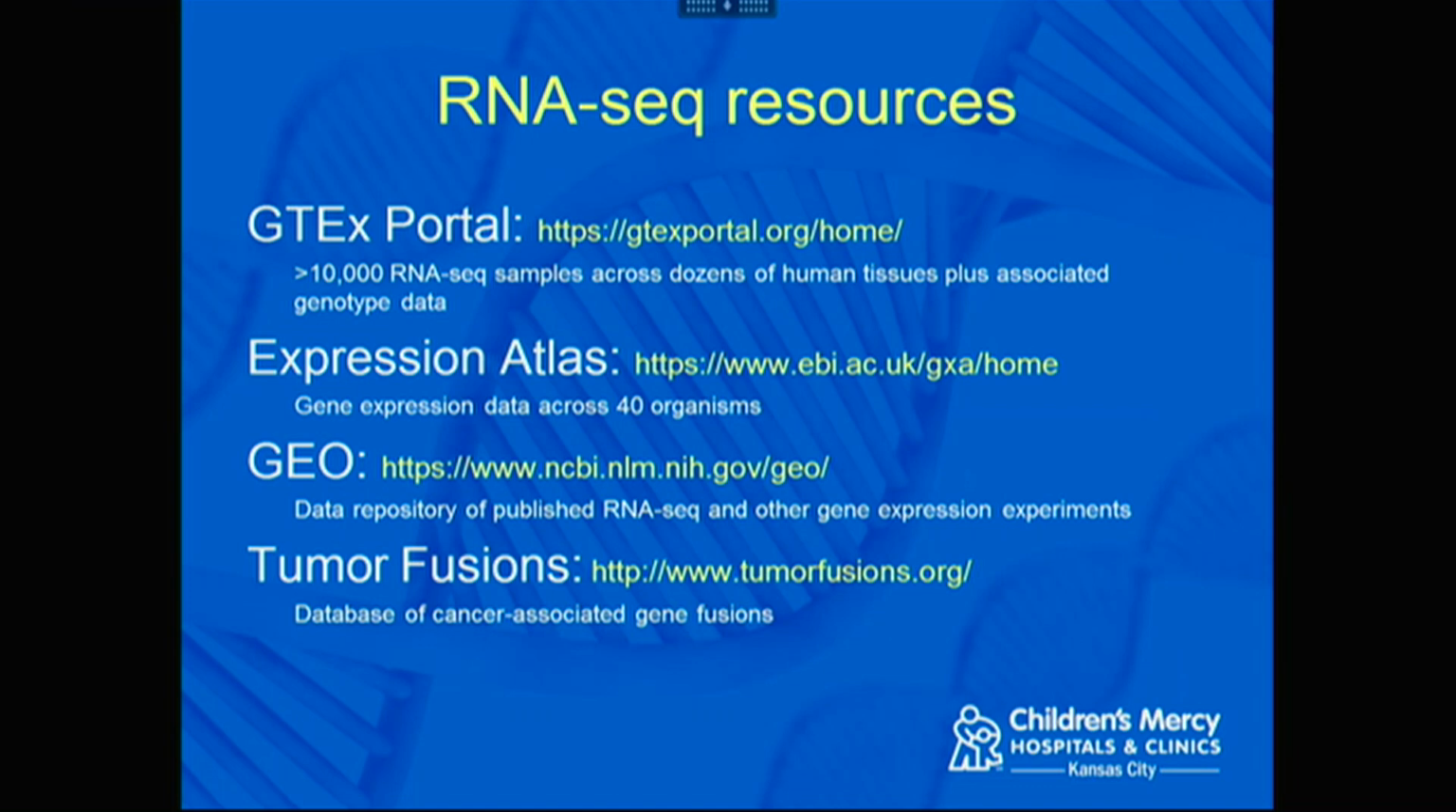There is a similar database called the Expression Atlas. This is not restricted to humans, so it includes a lot of different model organisms, but it's a similar sort of tissue-specific gene expression. The NCBI GEO database is essentially the primary repository where published RNA-seq data gets placed. So if you read a paper, more often than not, you'll be able to download their raw data if you want to analyze it alongside yours. And there's also the Tumor Fusions website, which is a good reference database for all the different gene fusions that have been detected in various cancers.